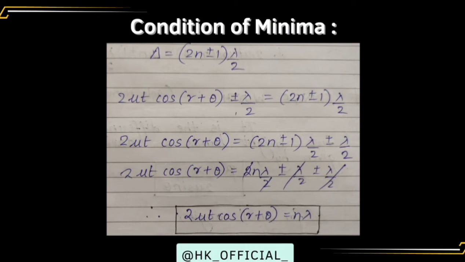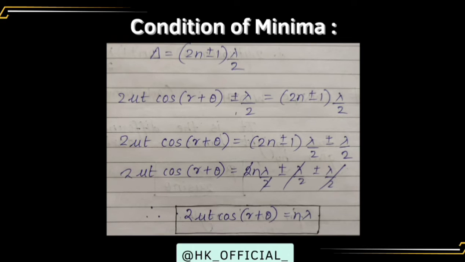What is the condition of minima? It is nothing but delta is equal to (2n ± 1) into lambda by 2, the same which we have seen in interference due to thin film. I am saying it again and again. If you have not seriously watched that video of mine, that is interference due to thin film, please watch that. You will get this concept very simply.